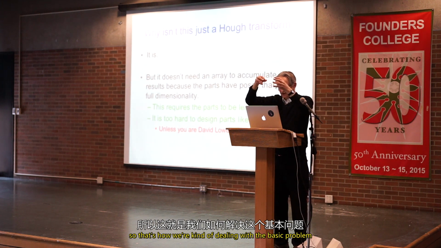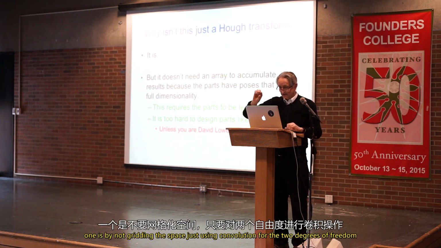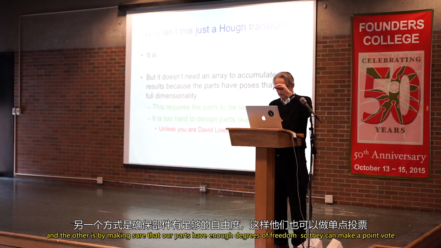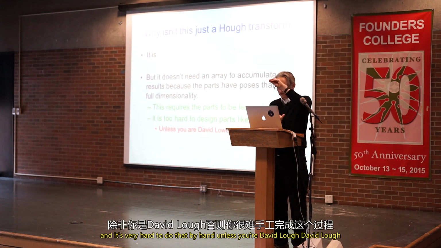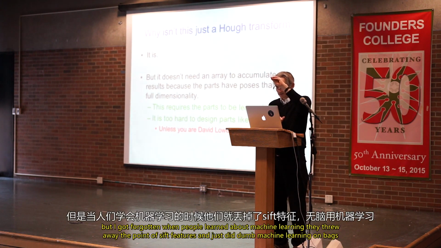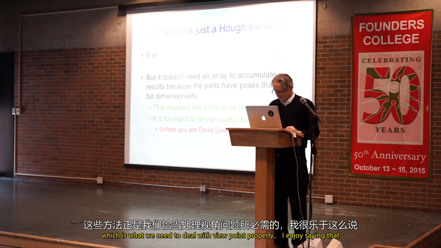So we're dealing with the basic problem of Hough transforms in 2 ways. One is by not gridding the space, just using convolution for the 2 degrees of freedom. And the other is by making sure that our parts have enough degrees of freedom so they can make a point vote. And it's very hard to do that by hand unless you're David Lowe. That was the point of SIFT features, to allow you to do Hough transforms, but that got forgotten when people learned about machine learning. They threw away the point of SIFT features and just did dumb machine learning on bags of SIFT features. Machine learning was kind of a disaster for vision because it threw away all that good old-fashioned geometric vision, which is what we need to deal with viewpoint properly.